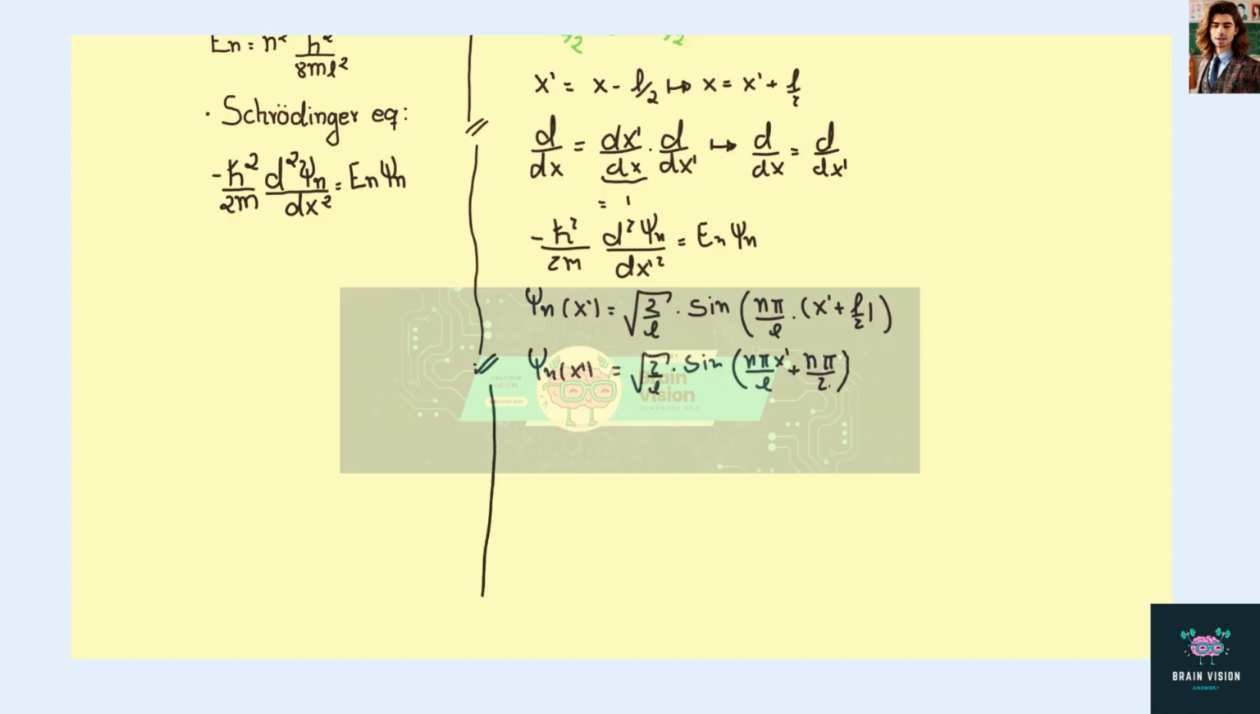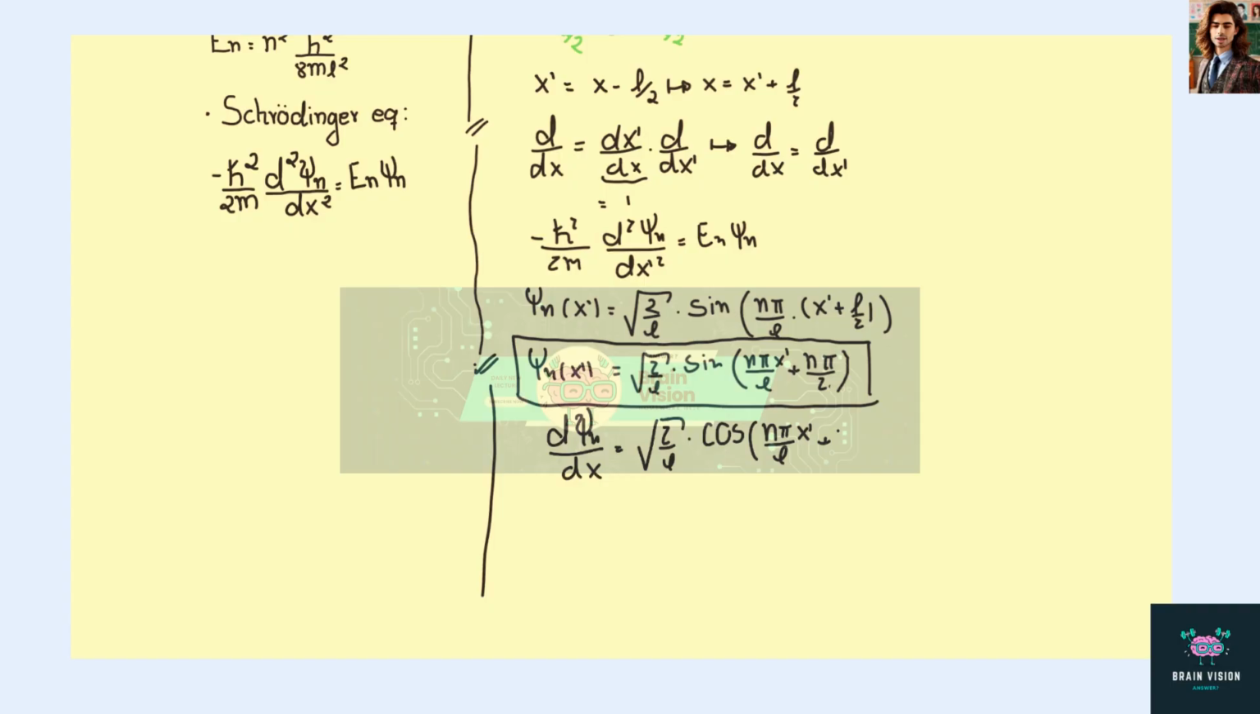Now that we have the form of the translated wave functions in the x prime frame, we can use Schrödinger's equation to calculate the value of En. We can use it to check that the value of En doesn't change. So d psi n over dx prime is equal to the square root of 2 over L times the derivative of the sine, which is the cosine of n pi x prime divided by L plus n pi over 2, times the derivative of the argument of the sine. So we get an extra factor of n pi divided by L. Now we do it again.